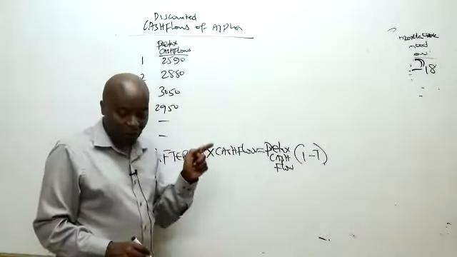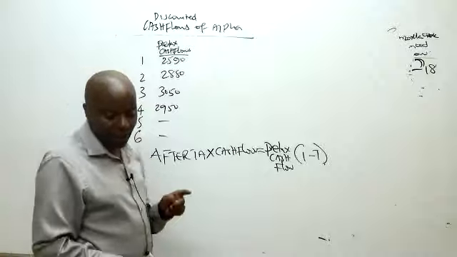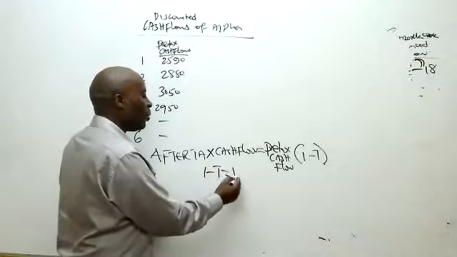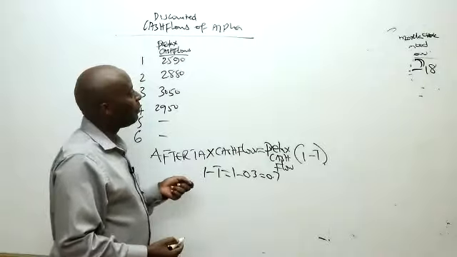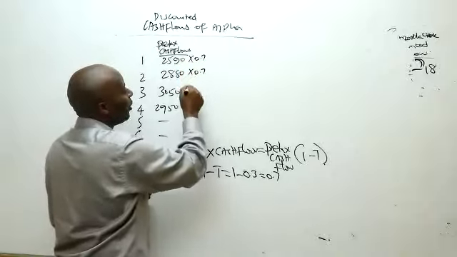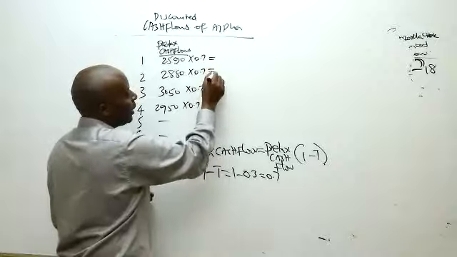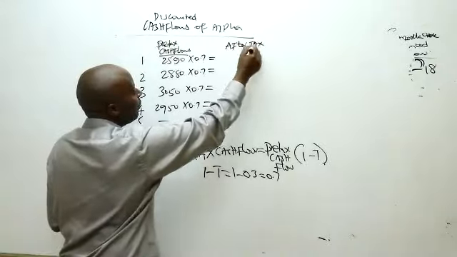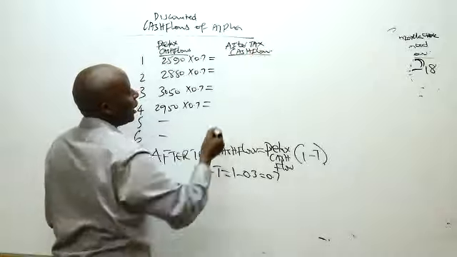And the taxation rate has been given as 30%. Look at note number 6. Note number 6, the corporate tax is 30%. So it means that my 1 minus t will be 1 minus 0.3, which gives me 0.7. So what you need to do is multiply these figures consistently with 0.7, for you to be able to get the after-tax cash flow.